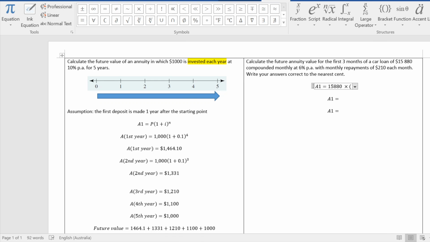Now, what we're going to do is we are going to, first of all, find the interest that is charged on that. So we're going to times it by 6%. So 1 plus 0.06, just using the compound interest formula here. That's going to be divided by 12.